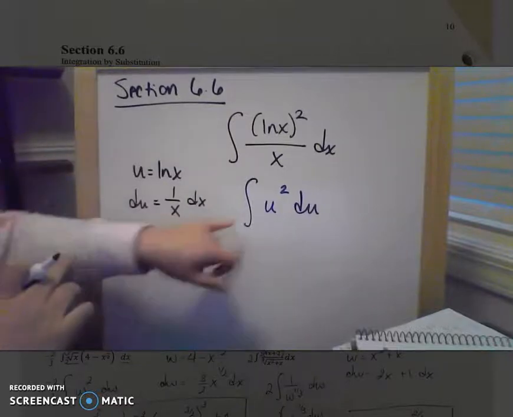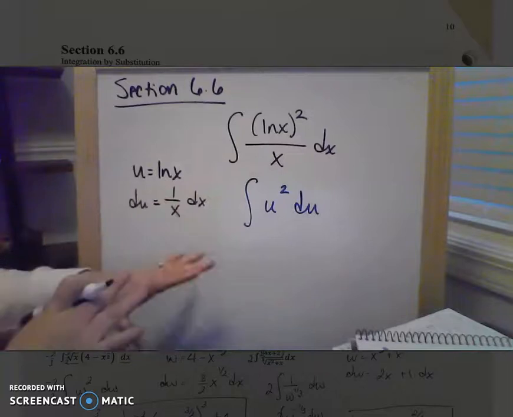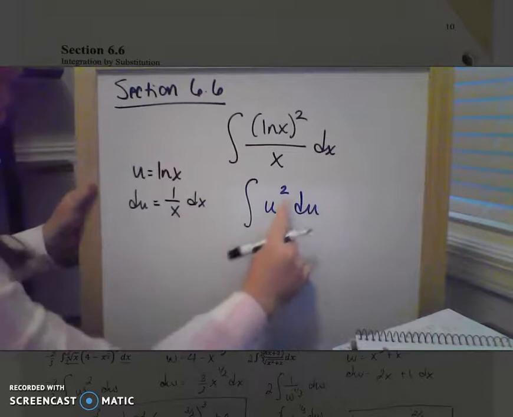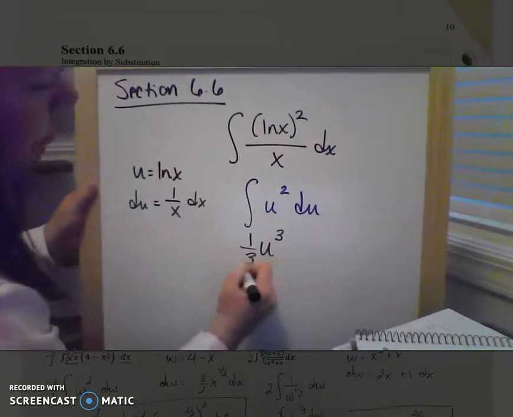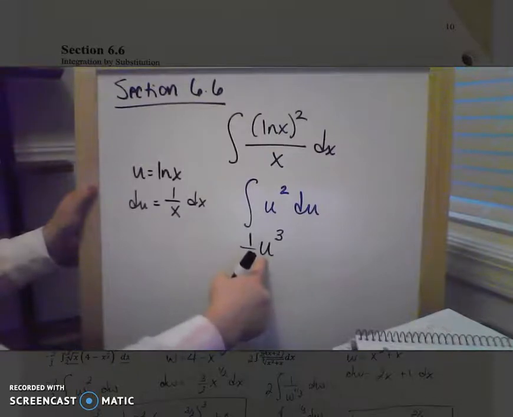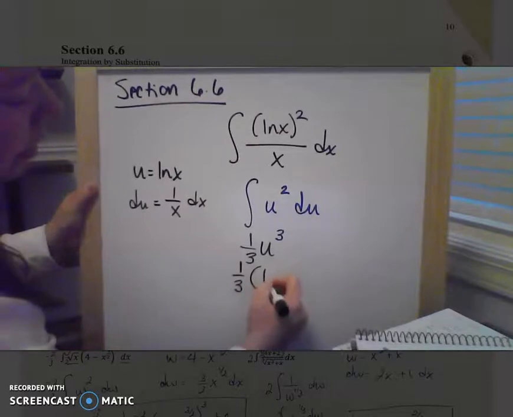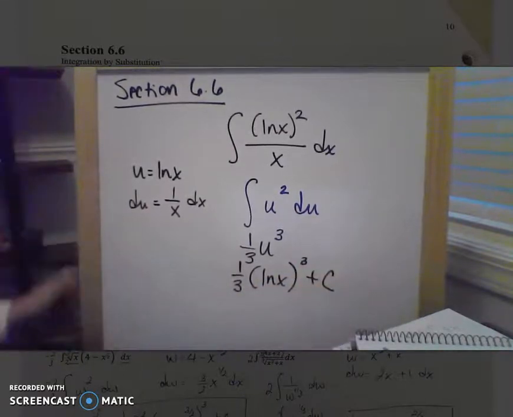And then always ask yourself, did you improve your situation? You should always get it down to where it's just another basic antiderivative. And it is, that's just the power rule. So we add 1 to the exponent, divide by the new, and then your last step is to replace that u with natural log of x. So be careful how you write this. Natural log of x all cubed plus c.